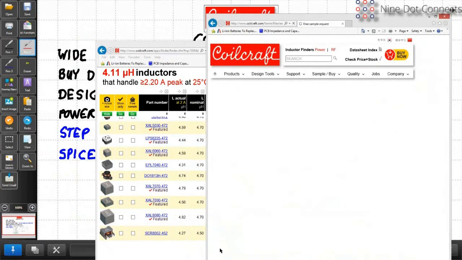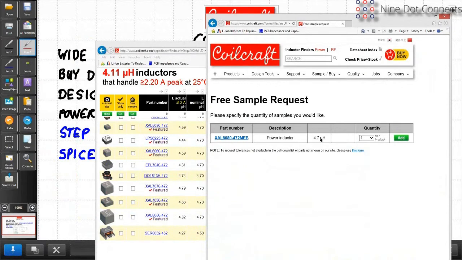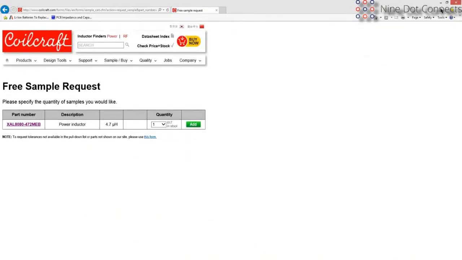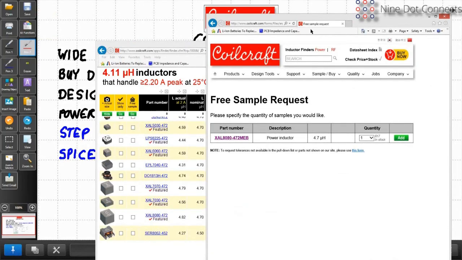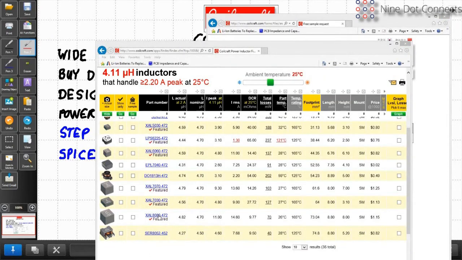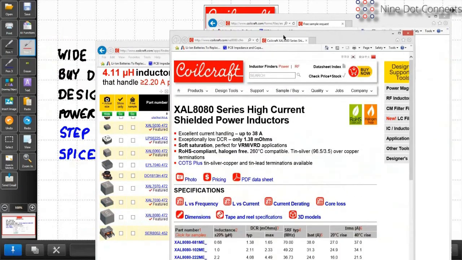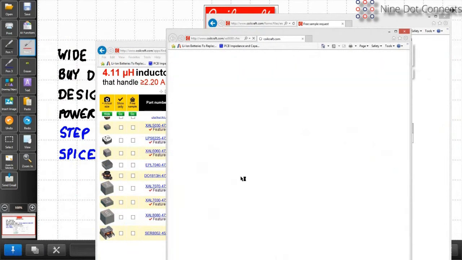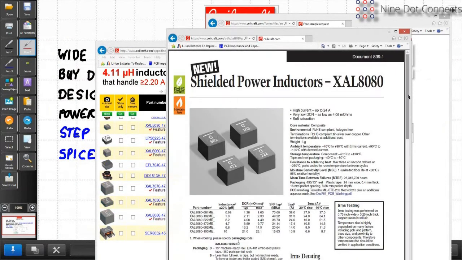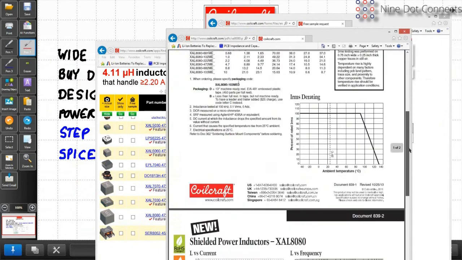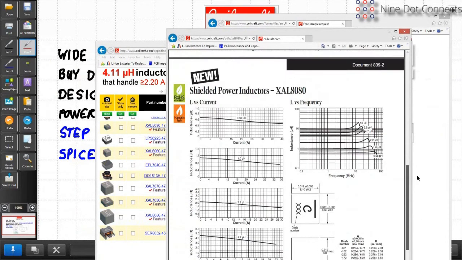All right, so let's take a look at that part. There it is, they have it. I wanted to get the PDF. Anyway, you can get all of these things. I'll give you the curves. You can look at them, mounting dimensions, everything you need.